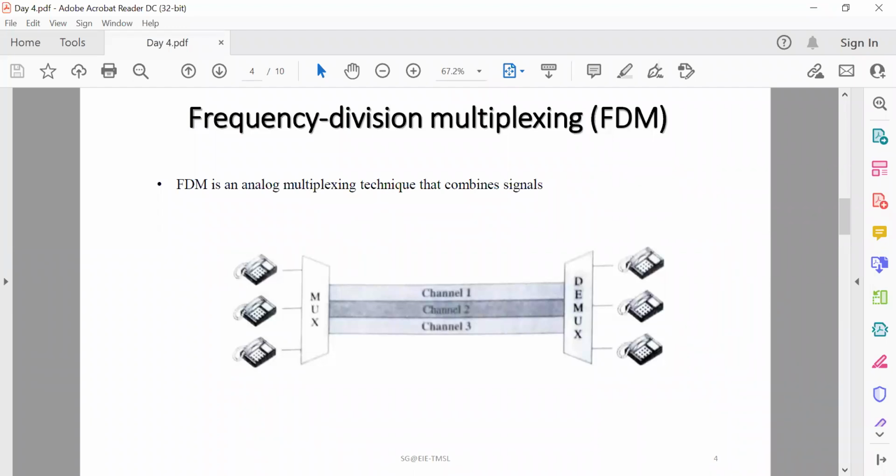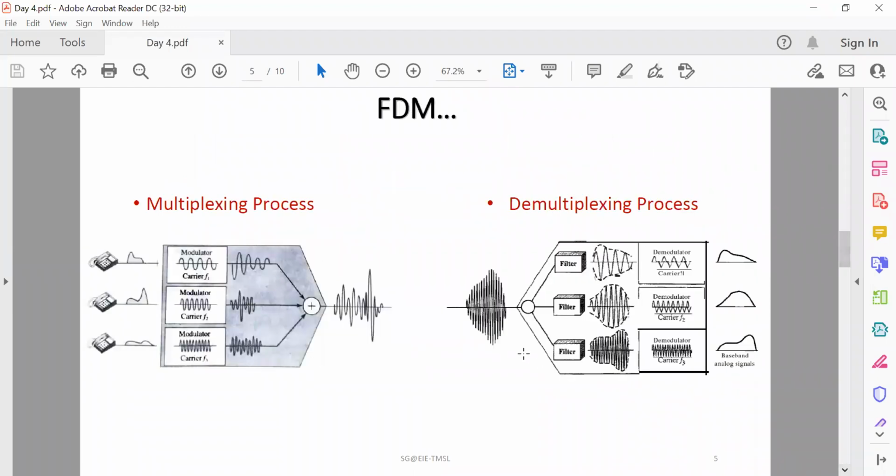Now, there are two processes: one is the multiplexing process and the other is the demultiplexing process.